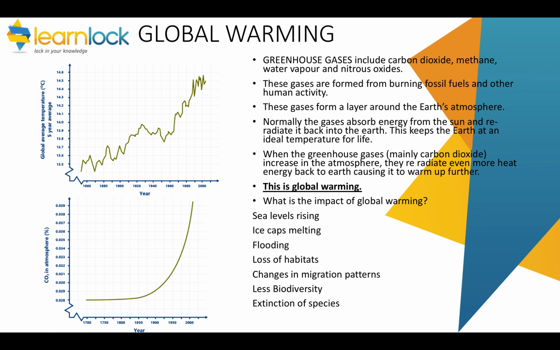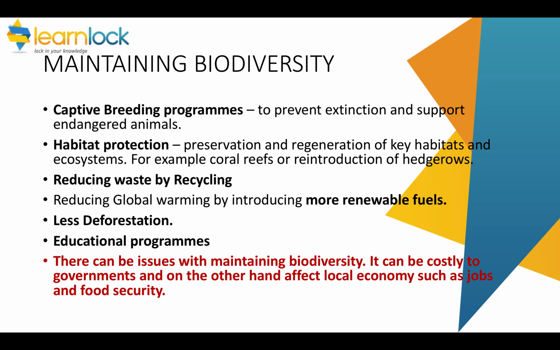So what can we do about this? Well, this is called maintaining biodiversity, which means keeping things the same. Keeping biodiversity, keeping those animals and plants the same as they are now. There's a number of ways that we can do that. One is captive breeding programs. So that prevents extinction and supports endangered animals. It takes place in zoos and other captive breeding areas where animals are bred and then sometimes released back into the wild. Habitat protection, that's when areas may be preserved or regenerated.